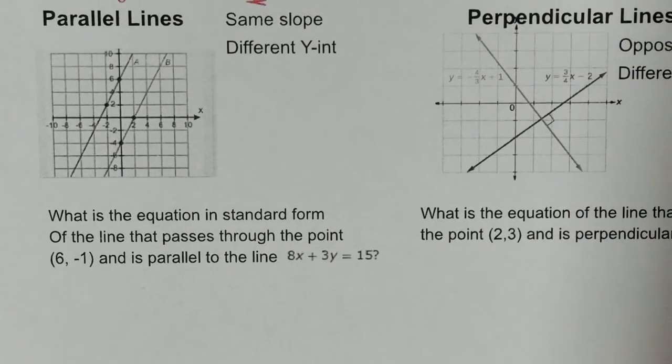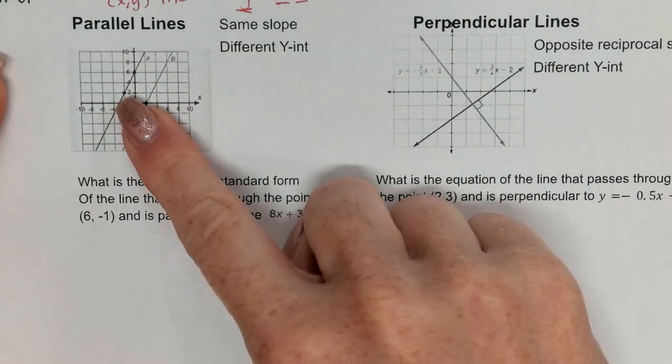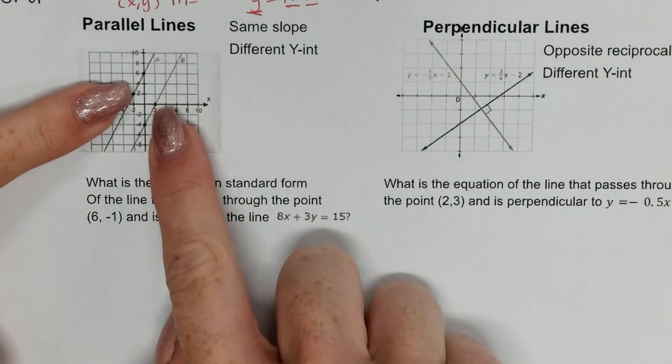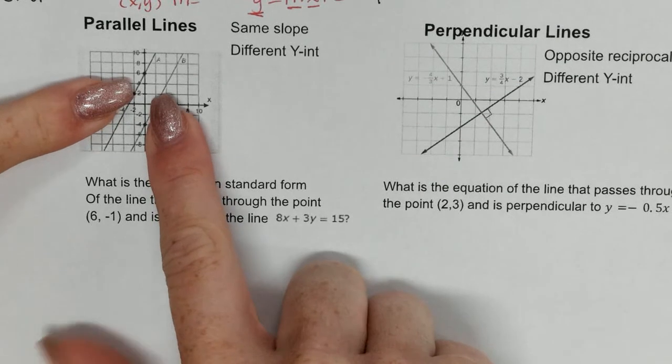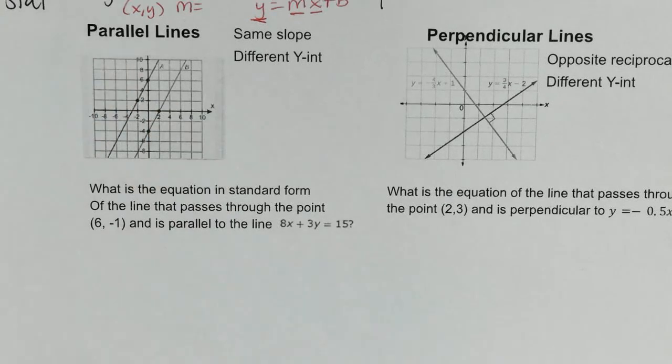Now let's talk about parallel lines and perpendicular lines. Parallel lines mean that they will never touch. So there's a lot of things you need to know about this. First of all, if I said, what's the solution? You would say, there is no solution because they will never touch. But sometimes they're going to give you a problem where they're asking for you to come up with an equation knowing that it's parallel. So let's talk about that.